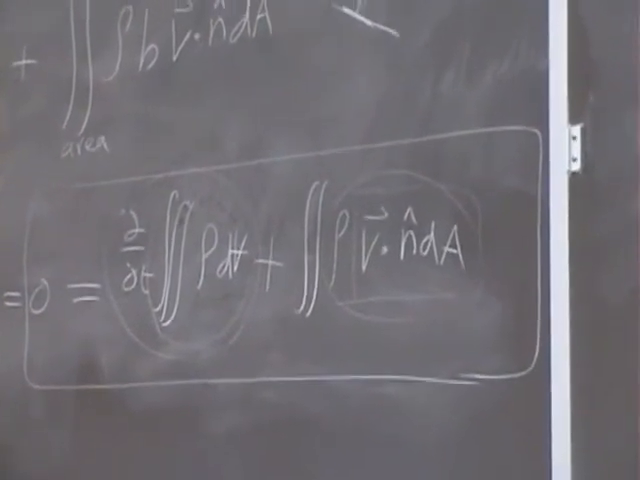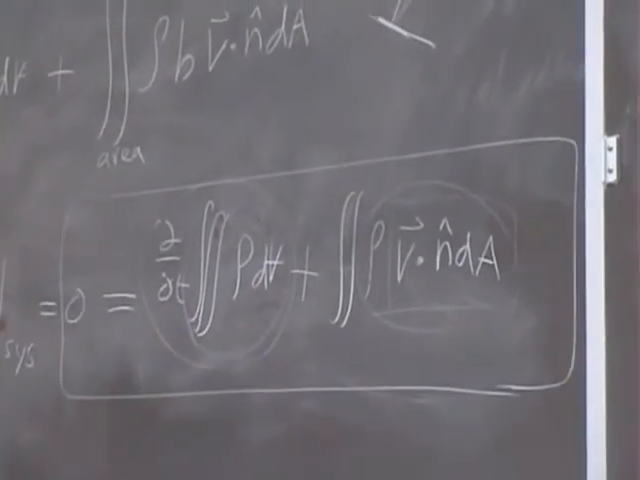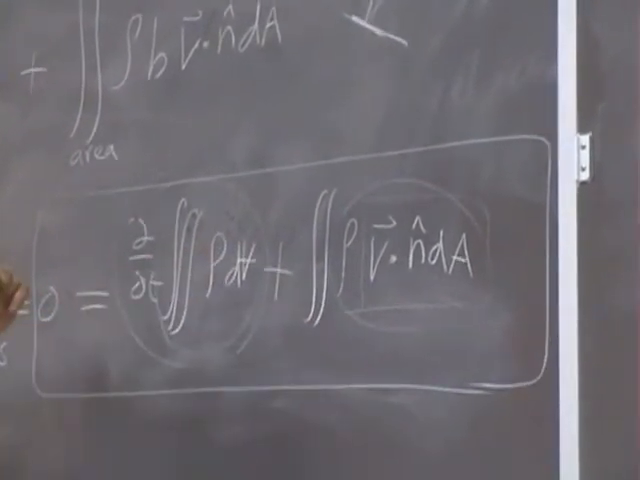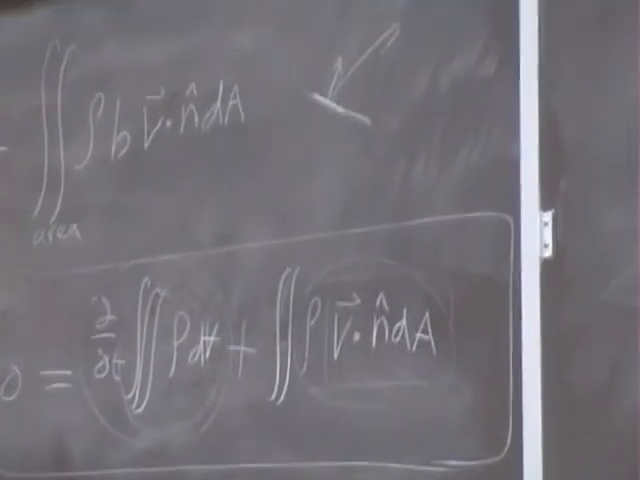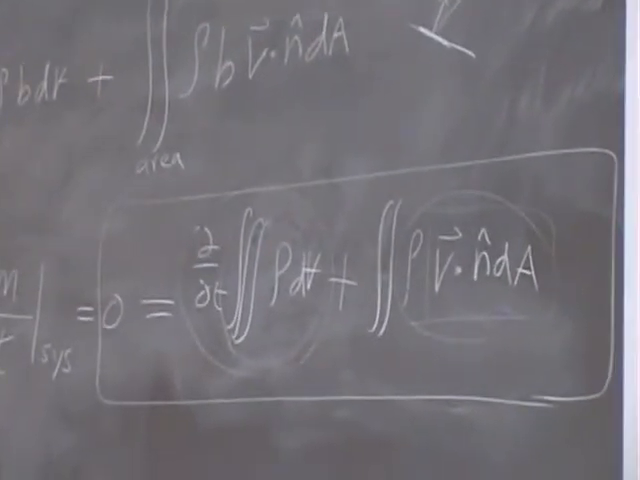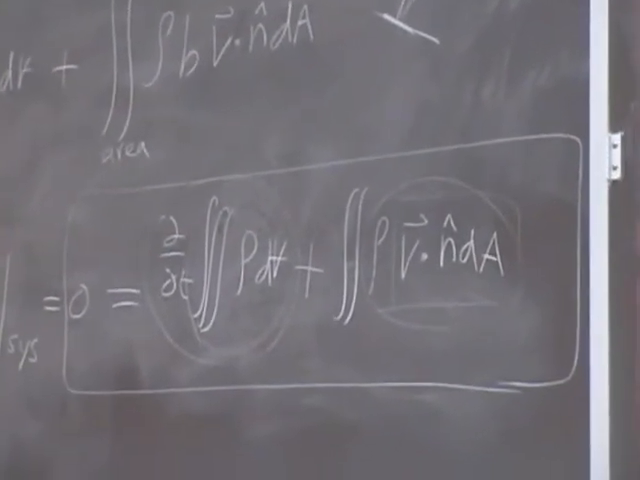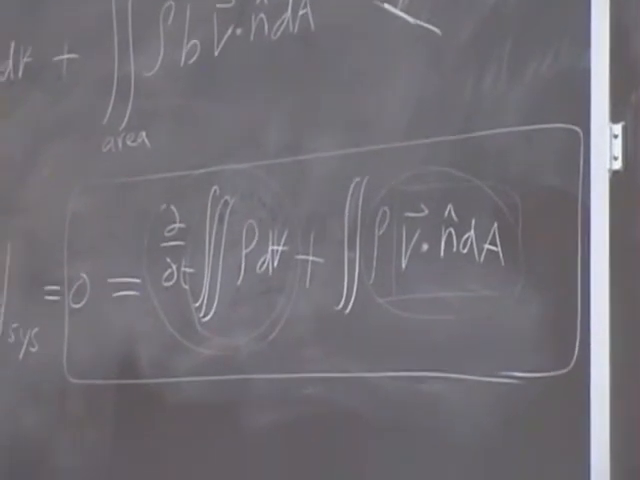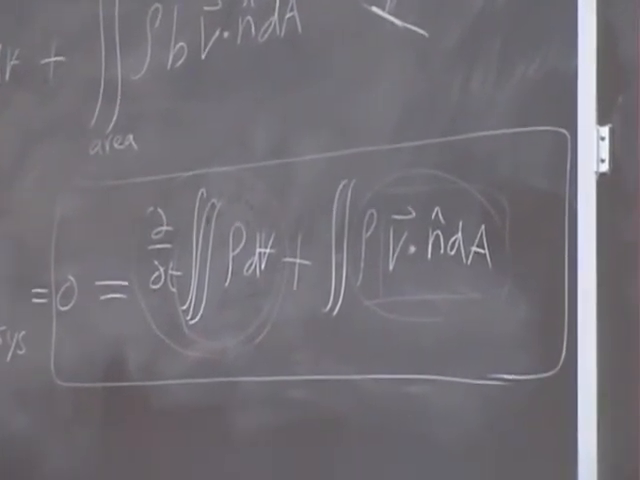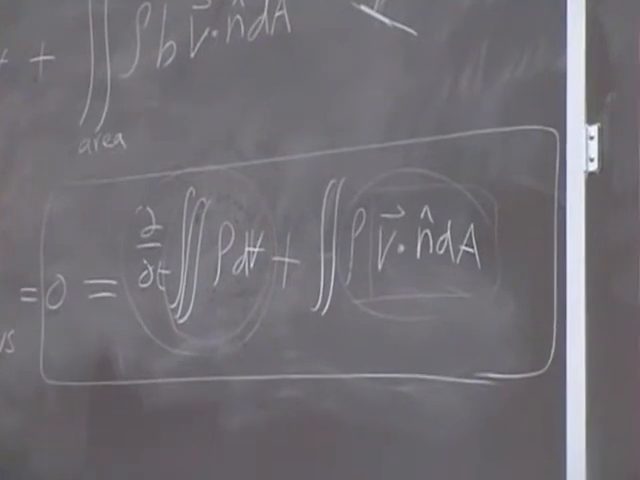Okay? And like I said, we haven't assumed any sort of incompressibility condition here. This accounts for the fact that we may be compressing the mass inside the control volume. This accounts for the fact that the control volume itself may be changing size and so forth, or the amount in the control volume may be changing.